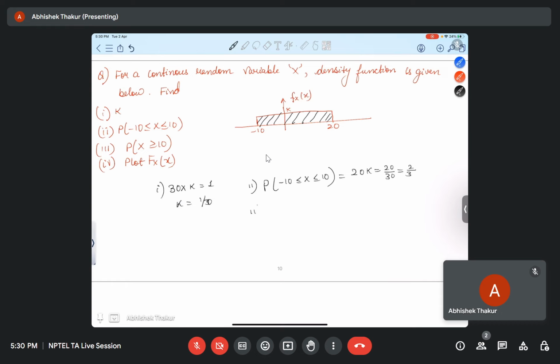Now third, the probability of X greater than or equal to 10 is 10k, because let's suppose this is the 10. So this value is 10 into k. So that is equal to 10 into 1 by 30. So this is equal to 1 by 3. Okay.